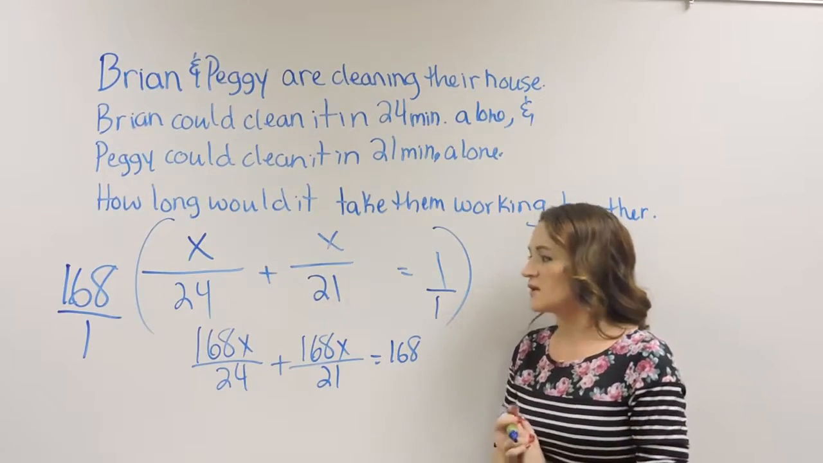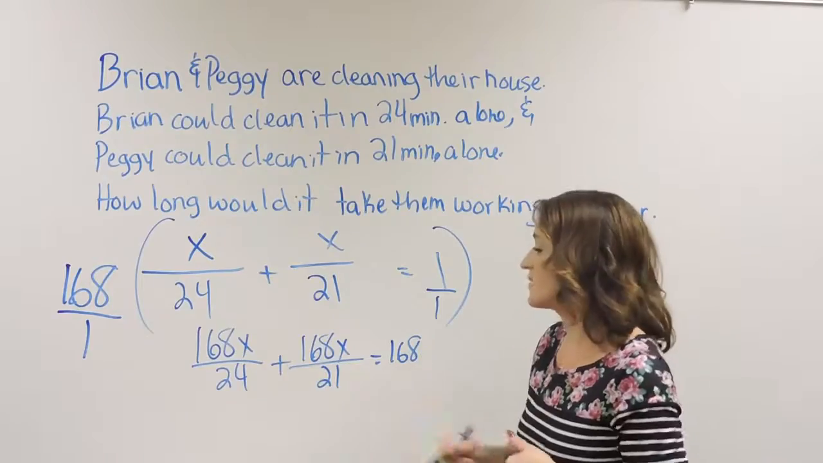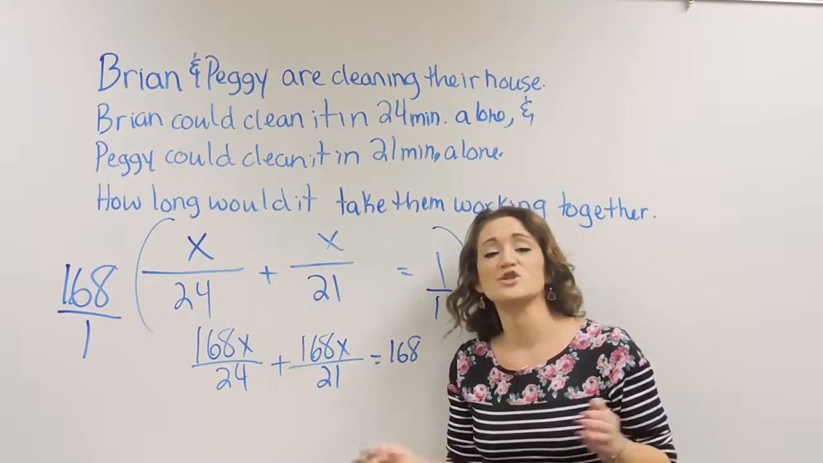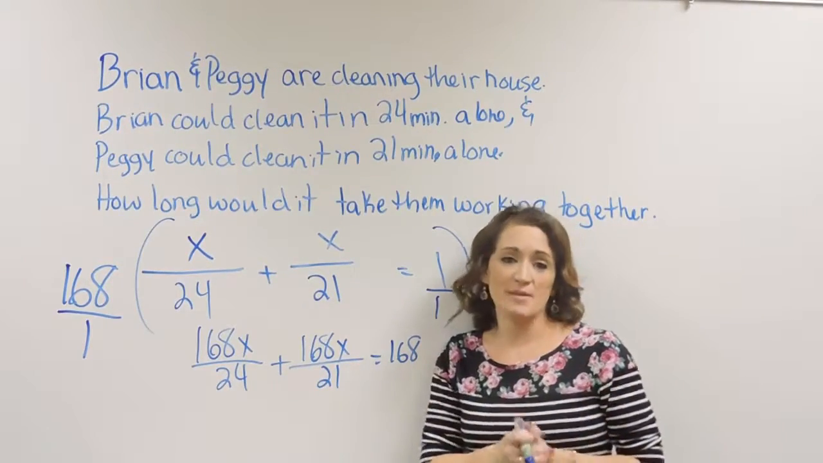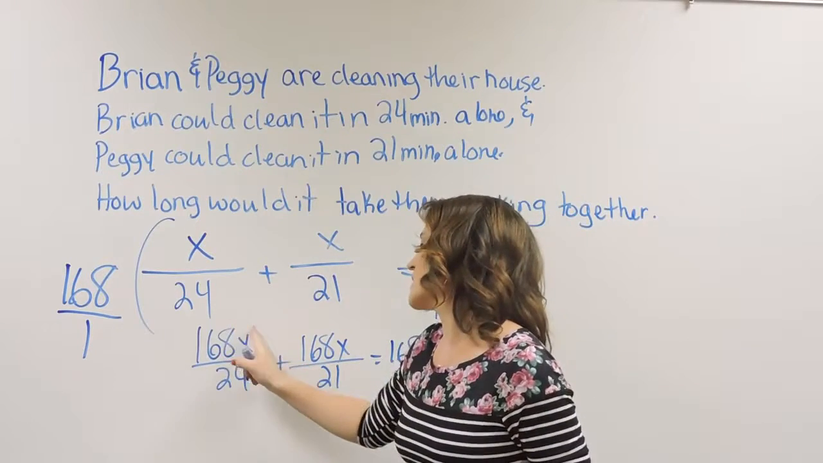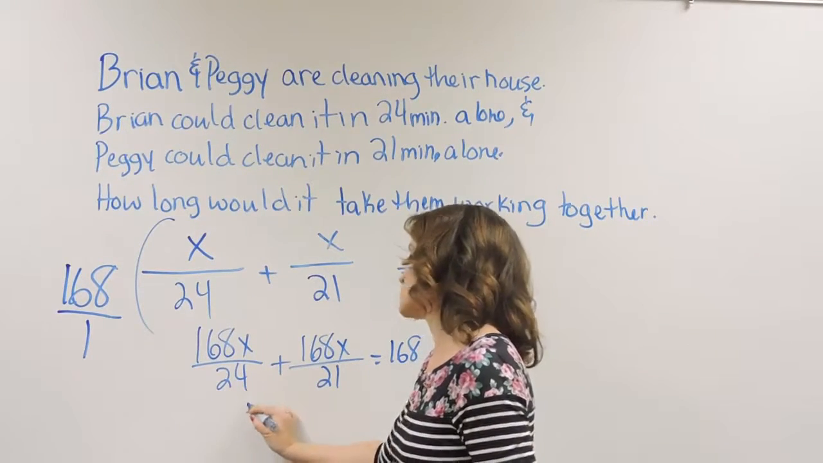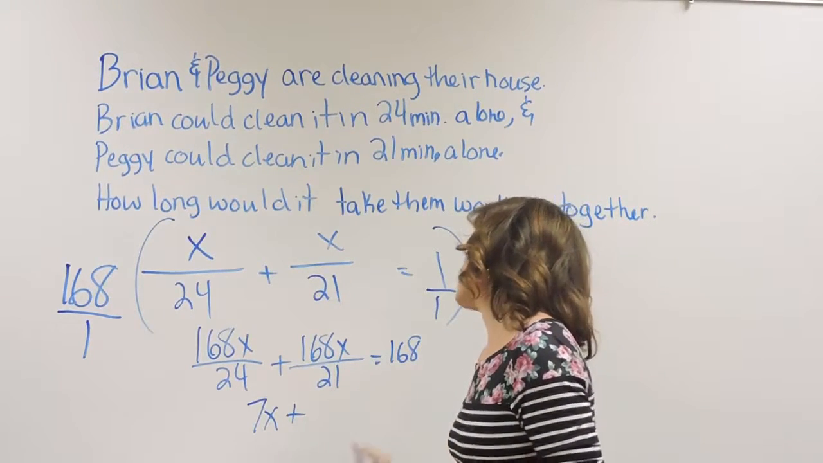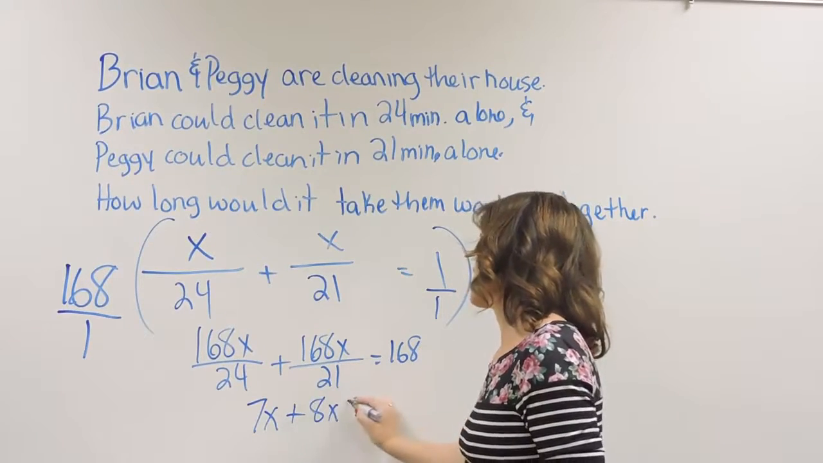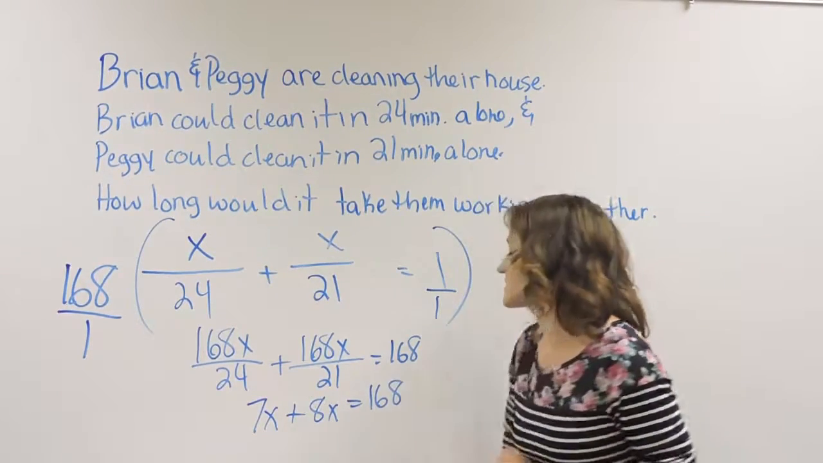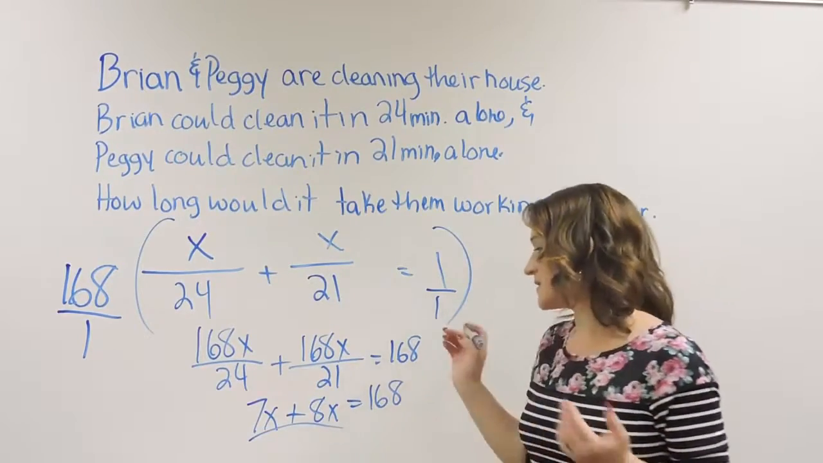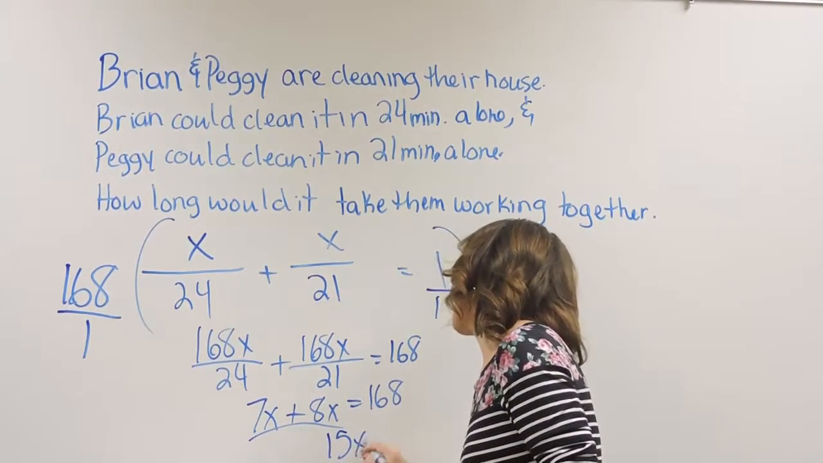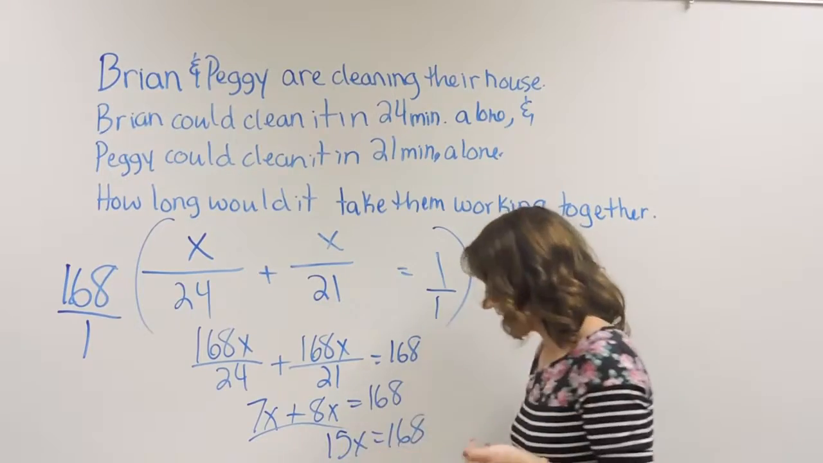But our next step here, and some people can jump straight to this step, is actually simplifying this. Our hope is that when we simplify this down, we should be left with whole numbers, which is going to make this problem a lot easier for us to solve. Now, if we take 168 and divide it by 24, we should get a 7, and then drop down the x with it. Plus 168 divided by 21 is an 8, and drop down the x with it. And then that's all going to equal 168. So if we combine our like terms here, 7x plus 8x, we should get 15x equals 168.